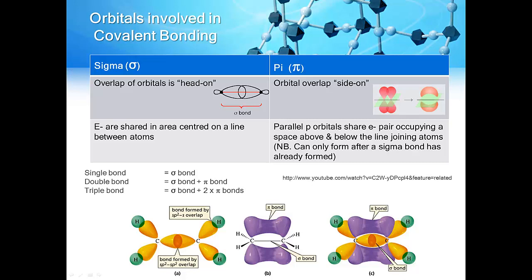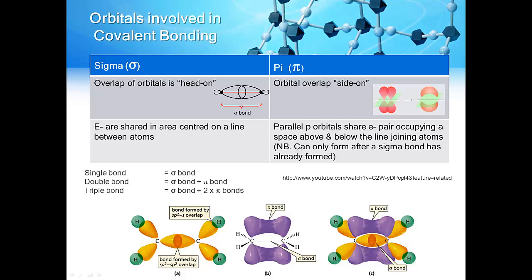Okay? A pi bond occurs when you've got double and triple bonds. In a double bond, you've got 1 sigma bond and 1 pi bond. In a triple bond, you've got 1 sigma bond and 2 pi bonds. The pi bonds are a side-on overlap of p orbitals. Sigma is head-on overlap, pi is a side-on overlap.